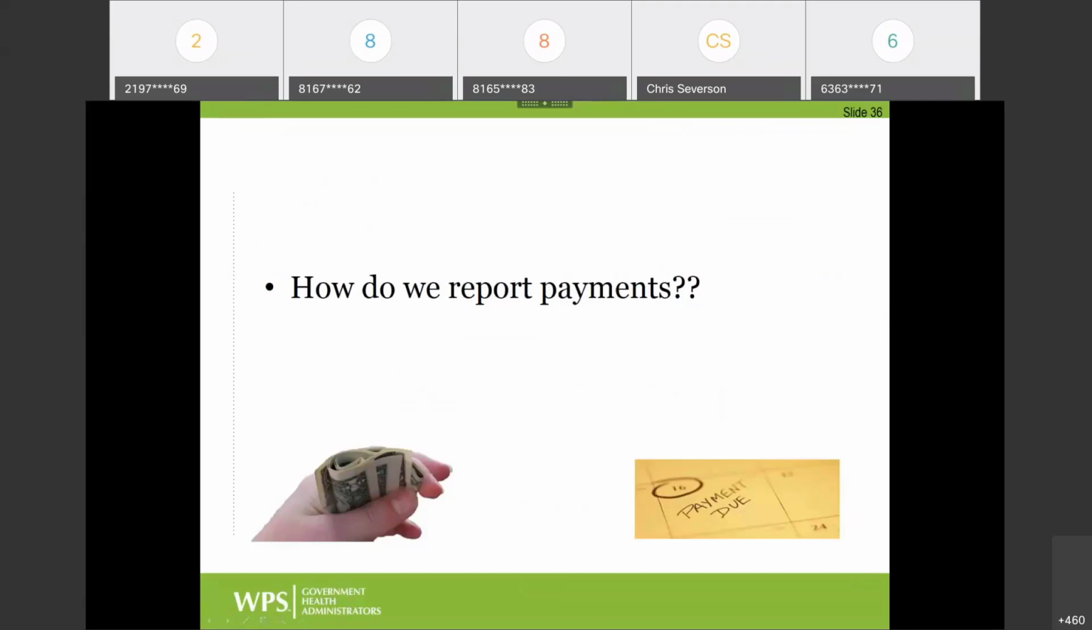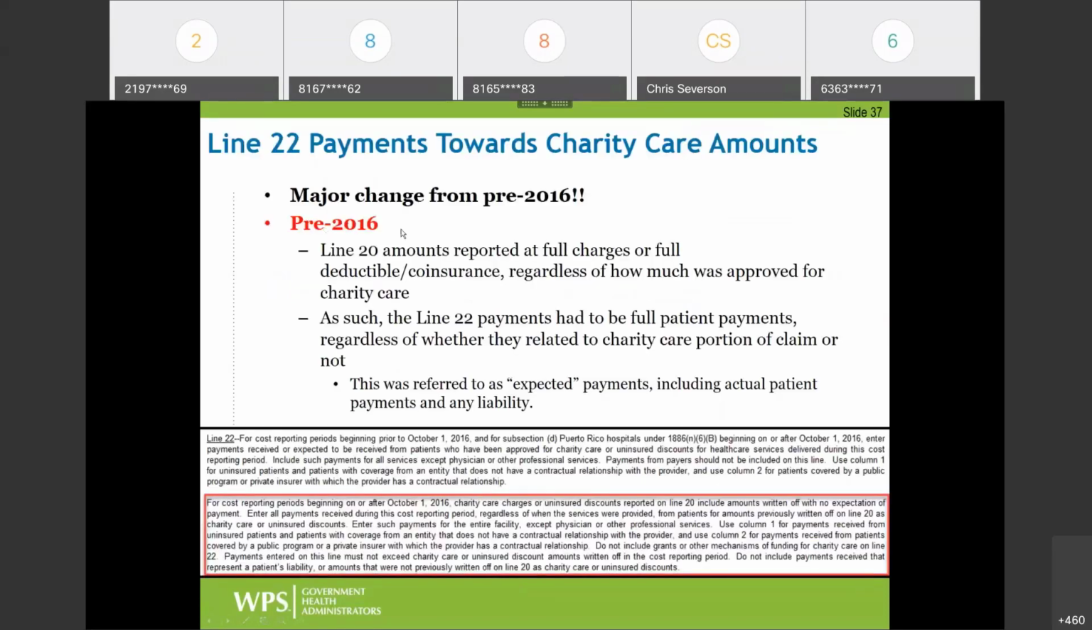Payments. So going on to that one, this was another one that was a major change from the old instructions, but I'm going to focus on this year's instructions. Line 22 only reports payments received in that year toward a charity care amount that was written off in a prior year. Again, if it was written off this year, then neither of them should be showing up. So it's a payment against a charity care amount from a prior year. It's not a payment against the non-charity care amount that the patient just owes themselves. It's a payment against a charity care amount.